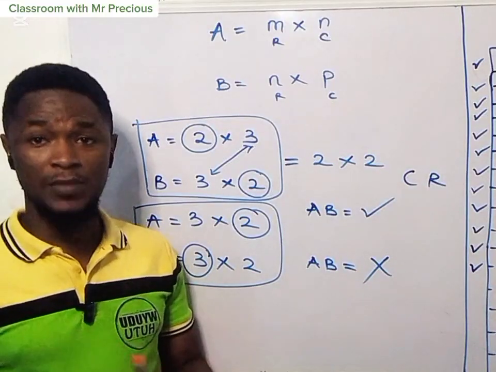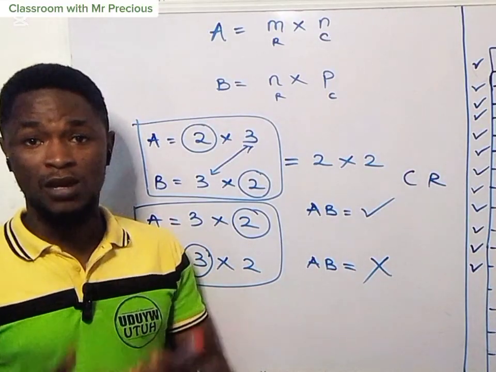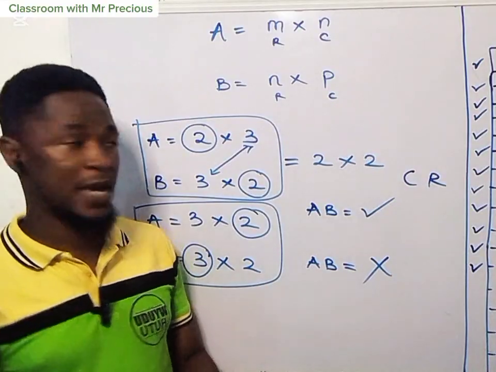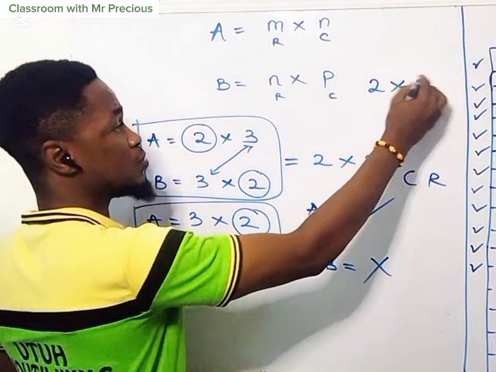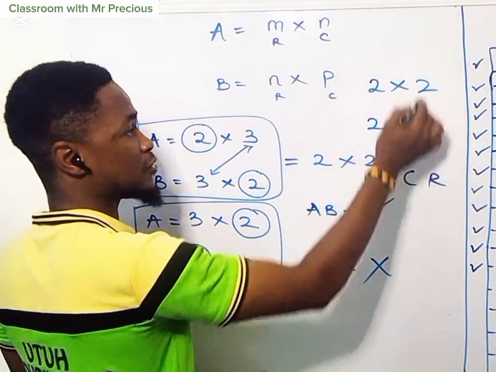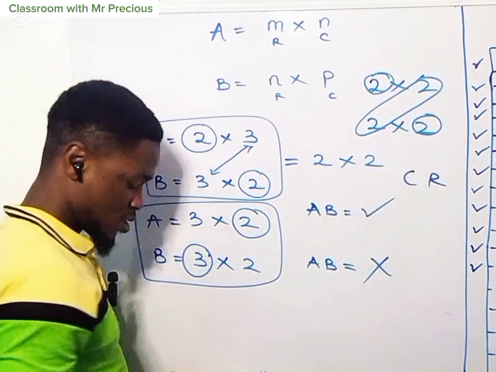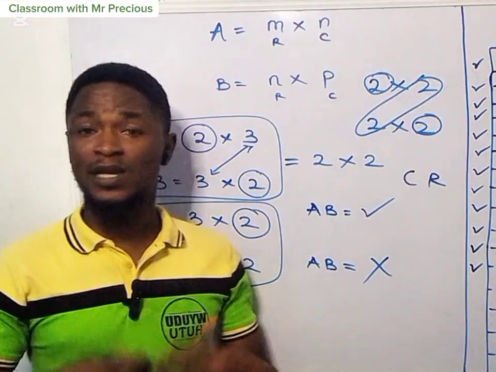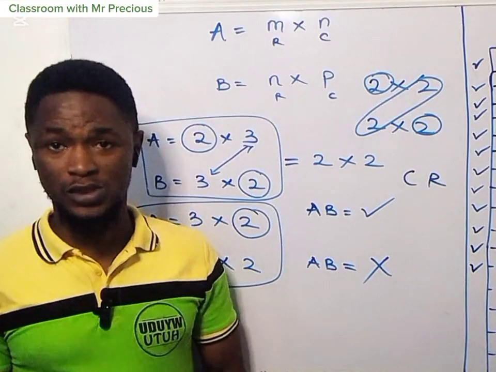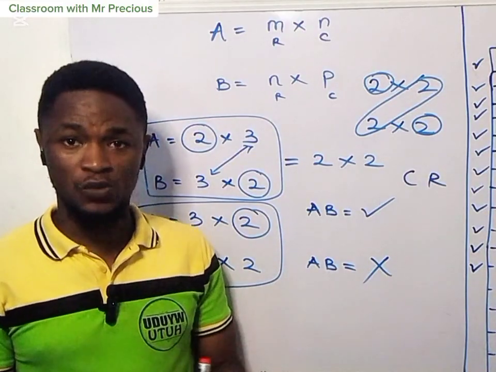Of course, if they are square matrices, if they have the same row and column, they can always multiply, because a 2 by 2 matrix can multiply a 2 by 2 matrix. See, they are the same, and your answer will be a 2 by 2 matrix. So any square matrix can multiply the same square matrix. So that's not even an issue.